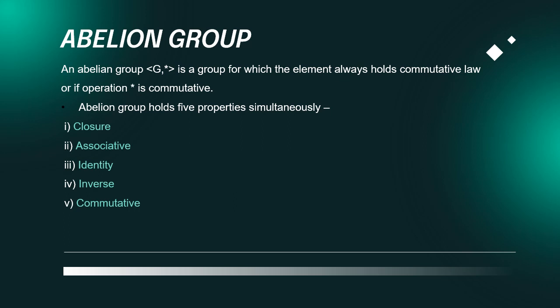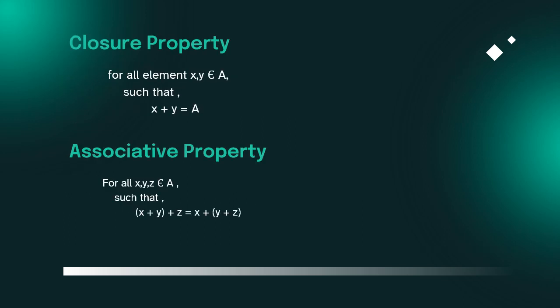Before, we have seen the associative property, identity, and inverse. So let us first see the closure property and commutative property. First, closure property: for all elements x and y belonging to A, the operation on these two elements should give a value in A. Like if there is a set A, the result of combining different elements should be present in the set A itself. Then it satisfies the closure property.